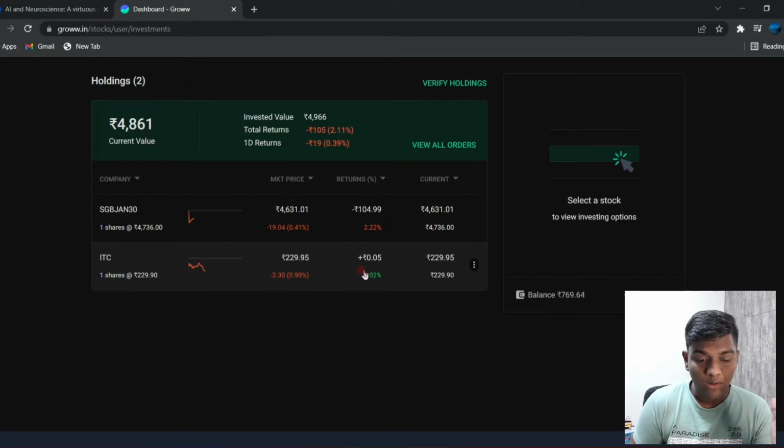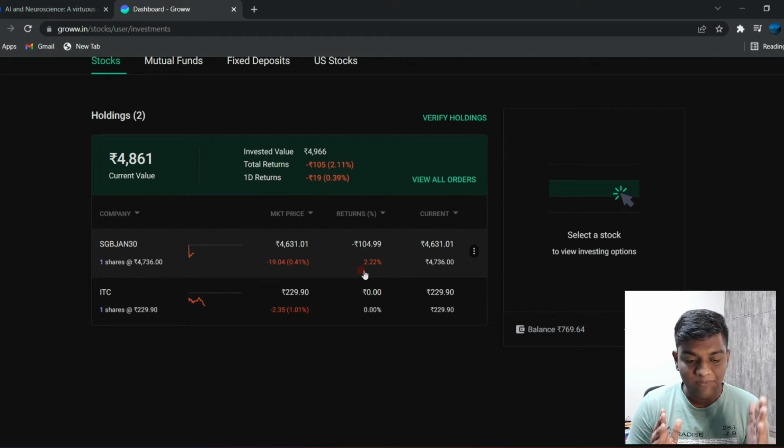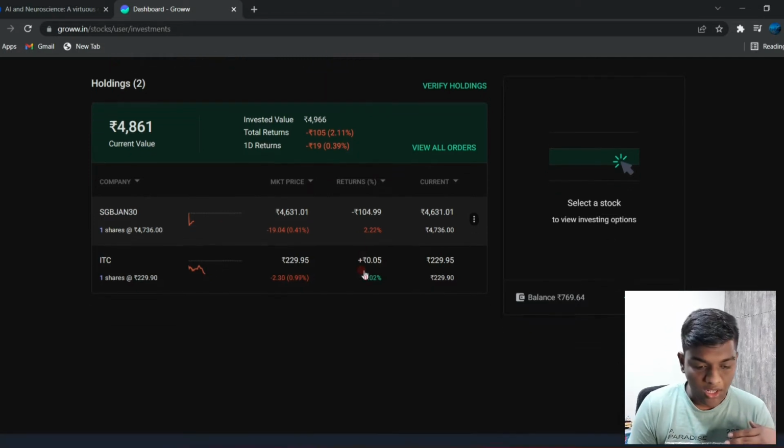So this is how we actually invest. This is as simple as this. You must pick the right stock and just click the buy button, that's all. And you must target it for a long period of time.